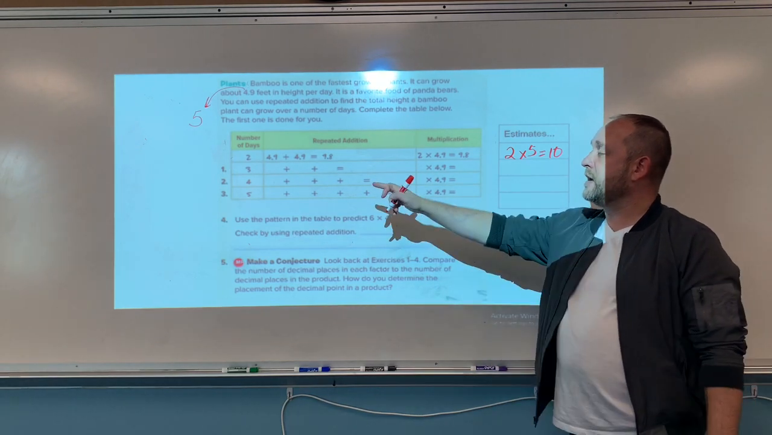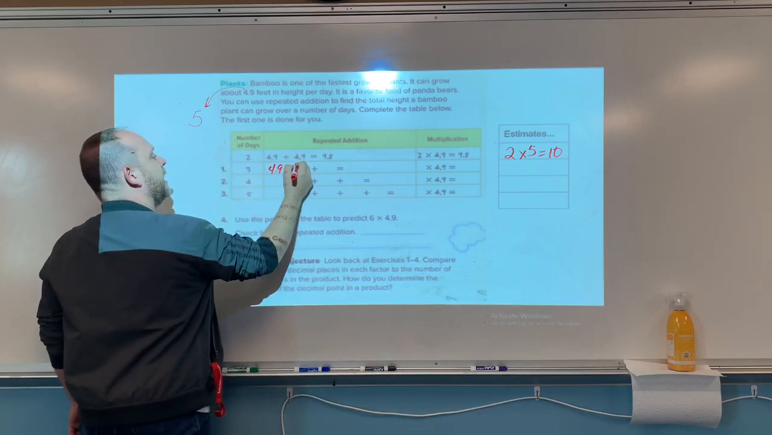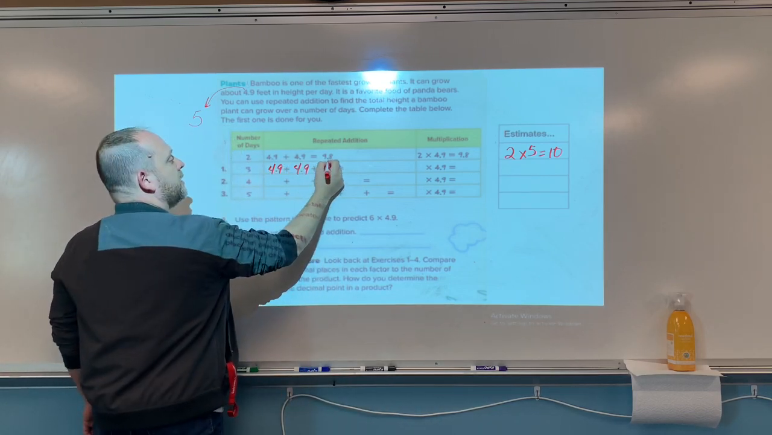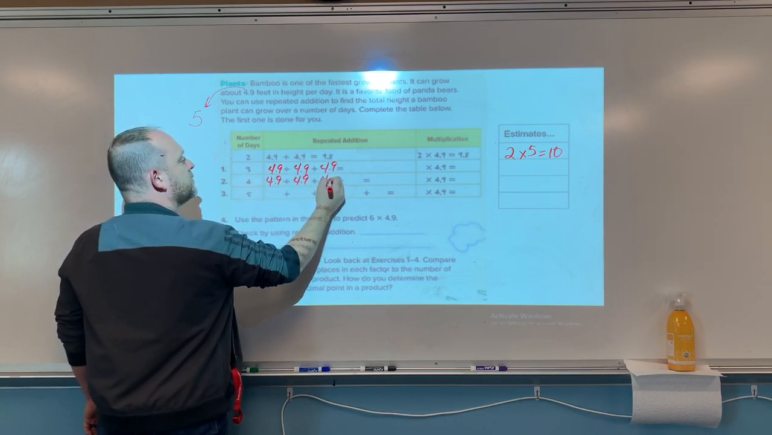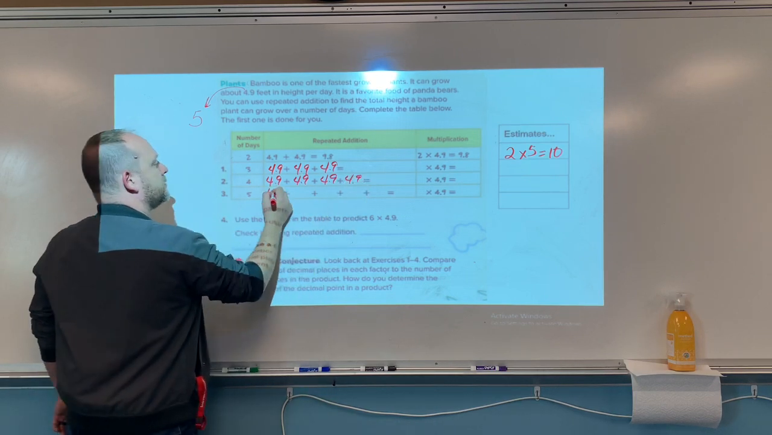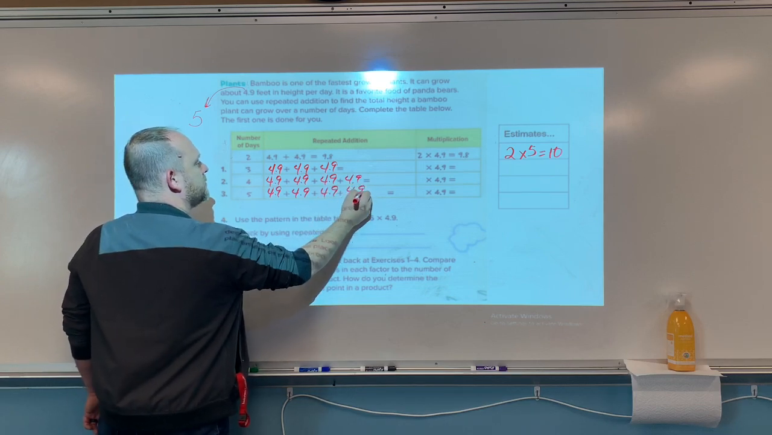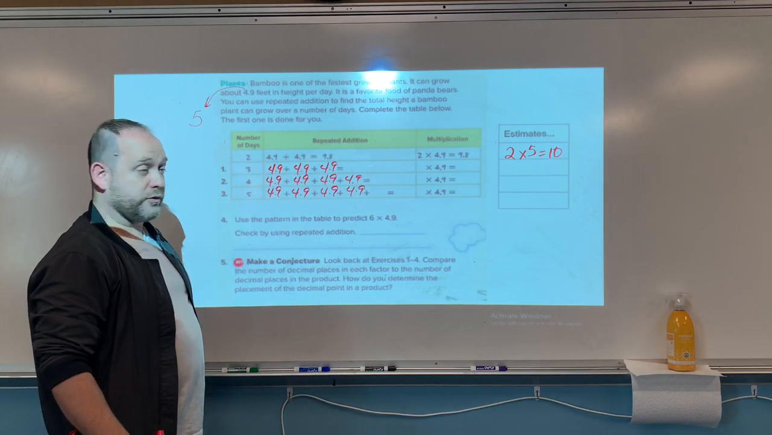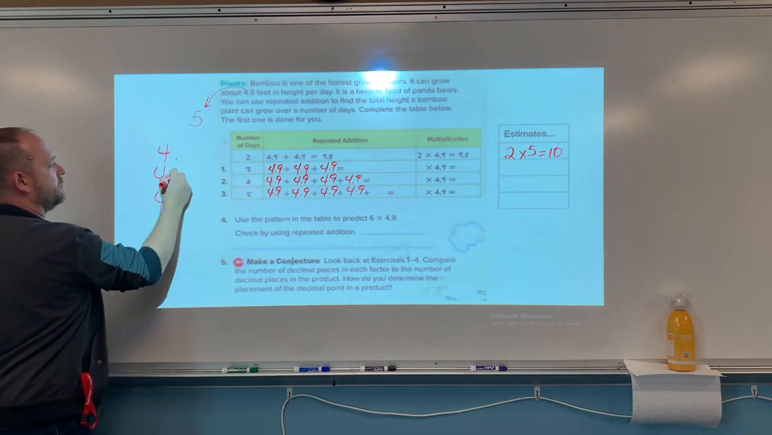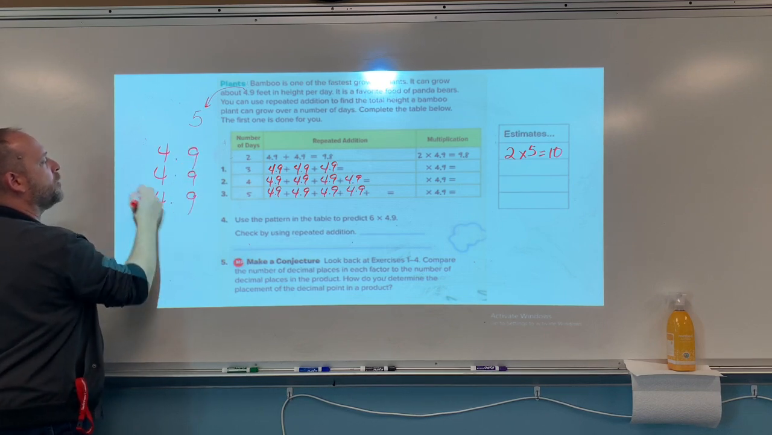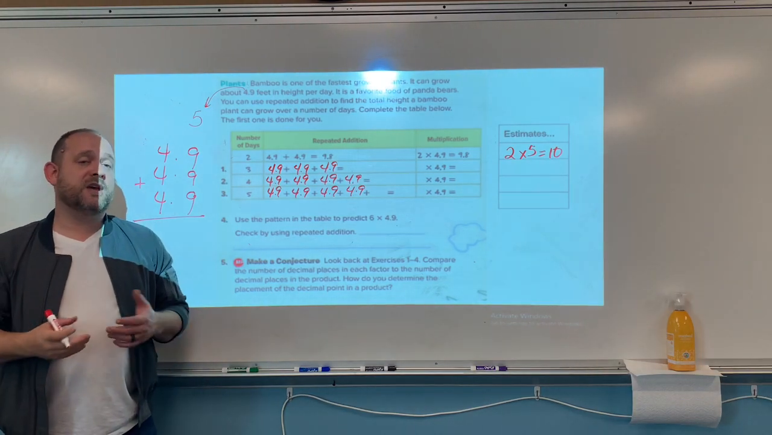So for the next one, we've got 3. In 3 days, it's going to grow 4.9 feet the first day, another 4.9 the second day, and 4.9 the third. We can finish out our table, going straight across. All right, so 4.9, 3 times. We can use repeated addition here. 4.9 plus 4.9. But repeated addition, remember, is just the same thing as multiplication.